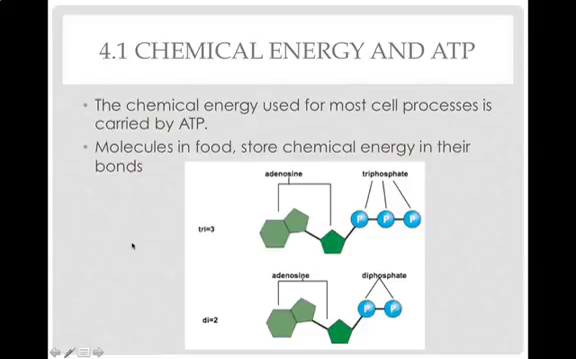are going to use as their energy carrier molecule. So for us, we'll talk about humans, chemical energy used for most cell processes is carried by this molecule right here, ATP. ATP stands for adenosine triphosphate. This is just a molecule. You can think about it like a floating battery.